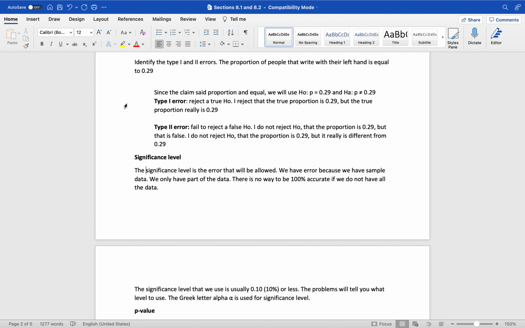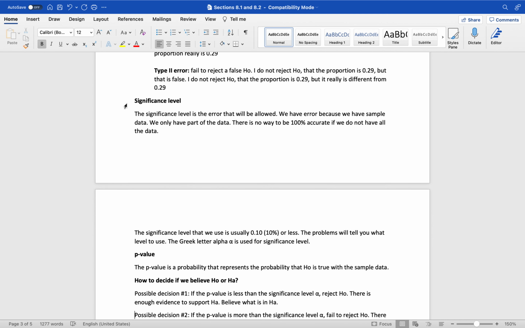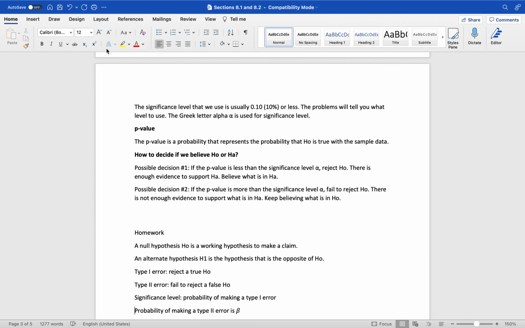The significance level is the error that will be allowed. We have error because we have sample data, we only have part. There's no way to be 100% accurate if we do not have all the data. For the significance level, we're going to use 0.10, which is 10% or less. We can use 0.10 or anything less than that. The problems will tell you what level to use. The Greek letter alpha is used for significance level.